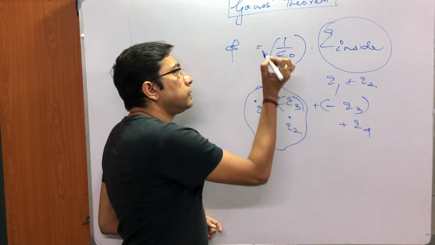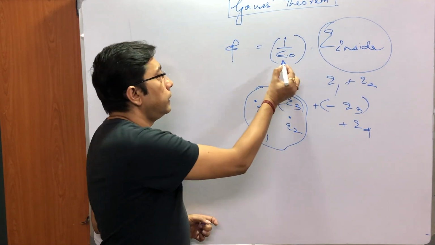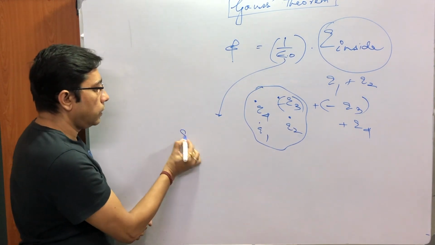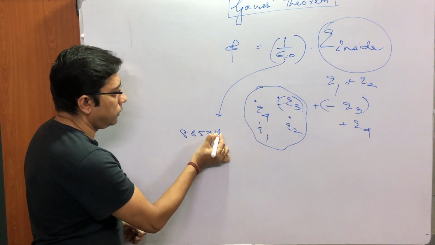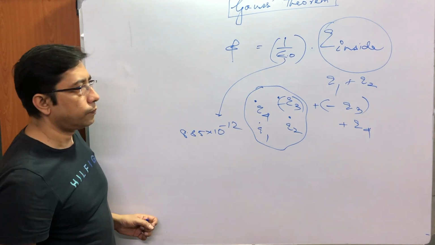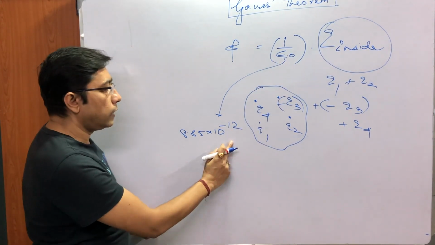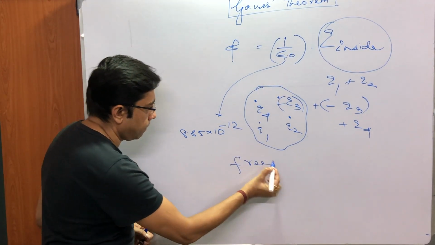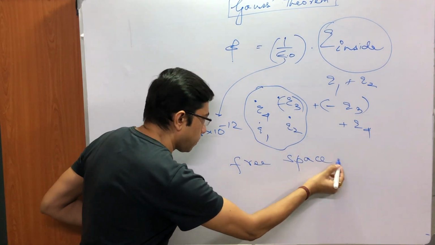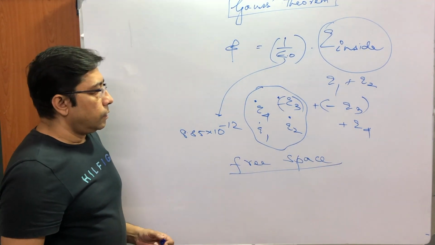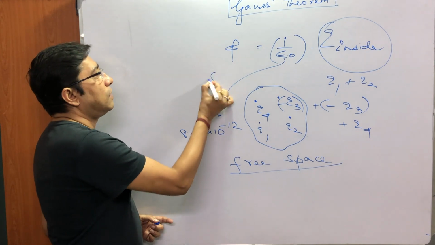But what is 1 by epsilon naught? You know the value of epsilon naught. Epsilon naught is given by 8.85 into 10 to the power minus 12. Now epsilon naught has this value only in free space. And this phi is flux.